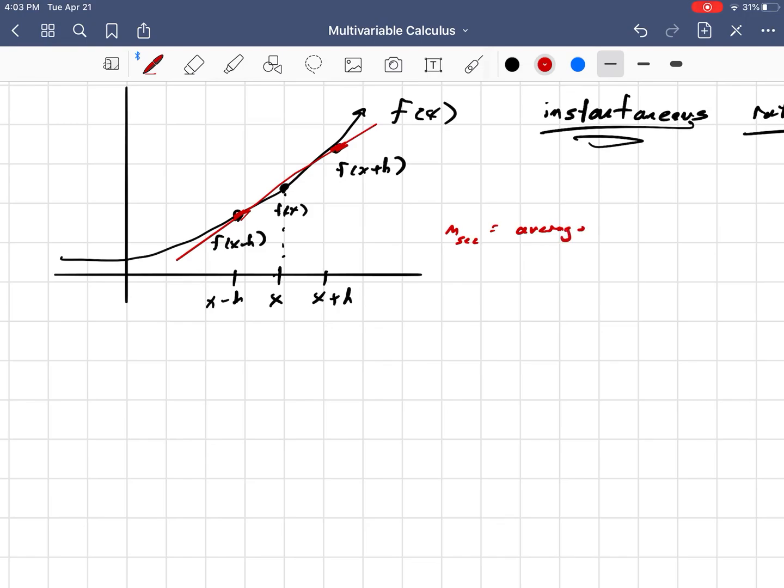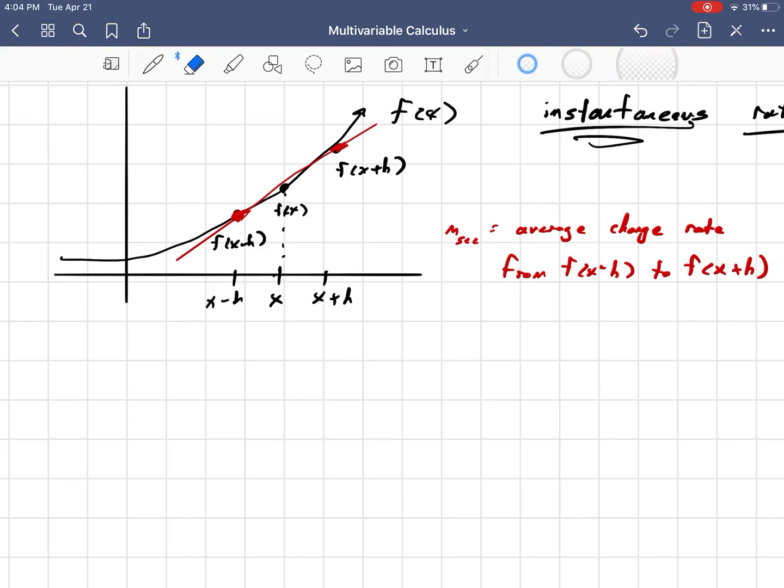Now, we can say that this here is the secant line. The slope of that secant line, I'll write it as m sub secant, is the average rate of change from the starting point, this f of x minus h, to our ending point, f of x plus h.